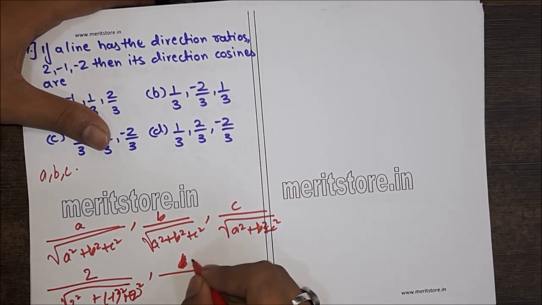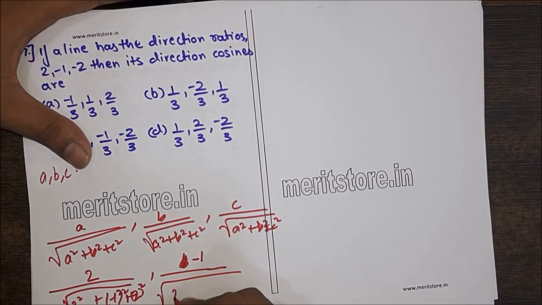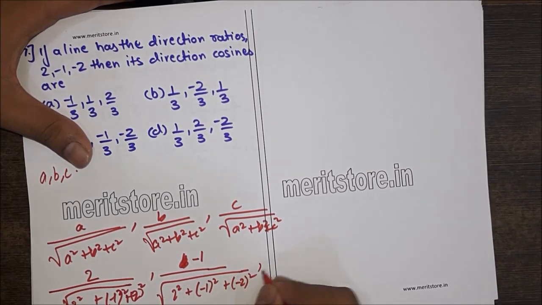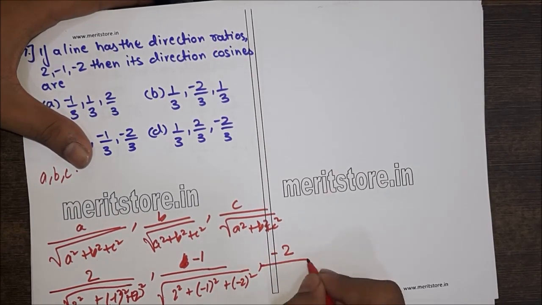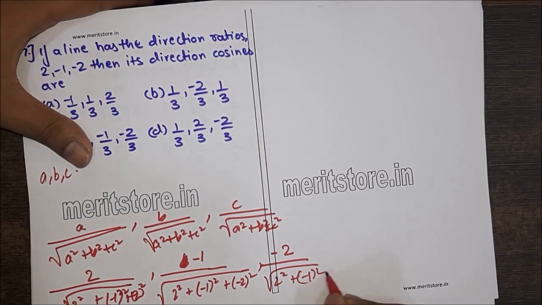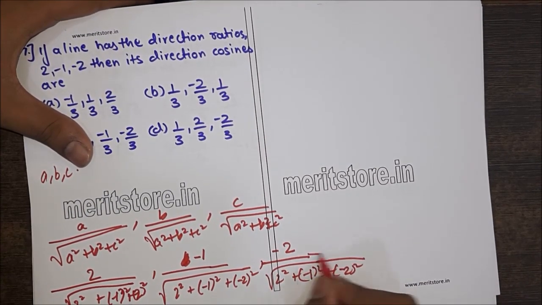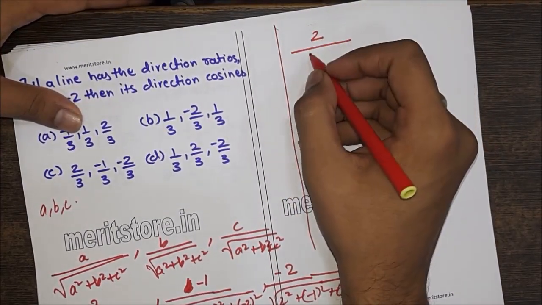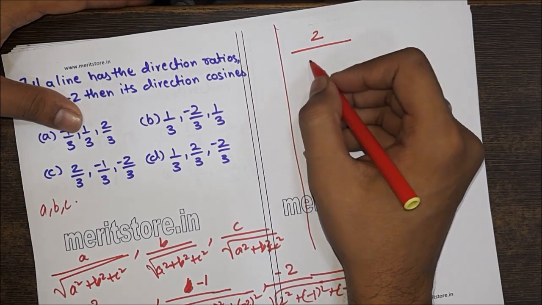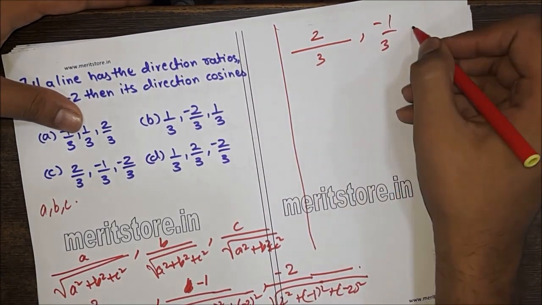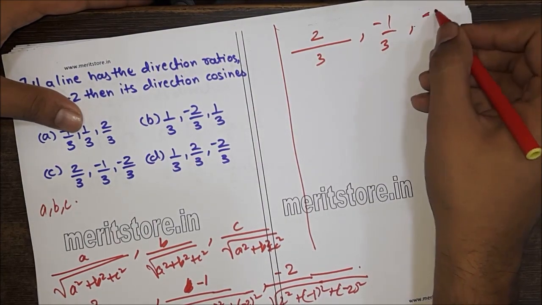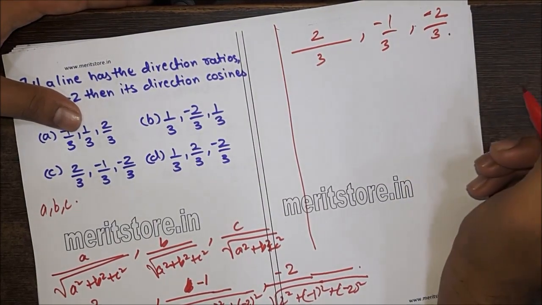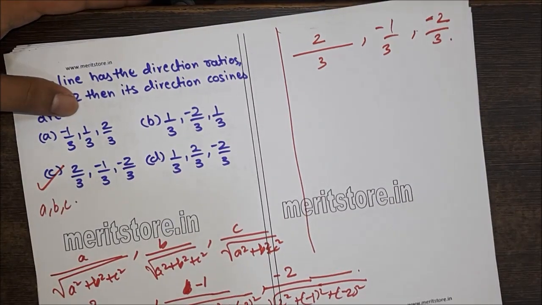The value of b is minus 1, again over root of 2 square plus minus 1 square plus minus 2 square. And that of c would be minus 2 by root of 2 square plus minus 1 square plus minus 2 square. Further simplifying, we would get 2 by 3, minus 1 by 3 and minus 2 by 3. So our correct answer is option C.